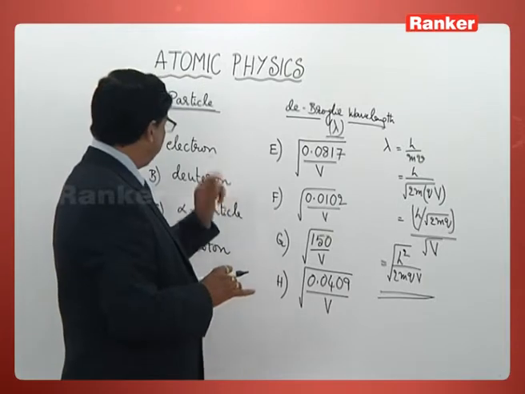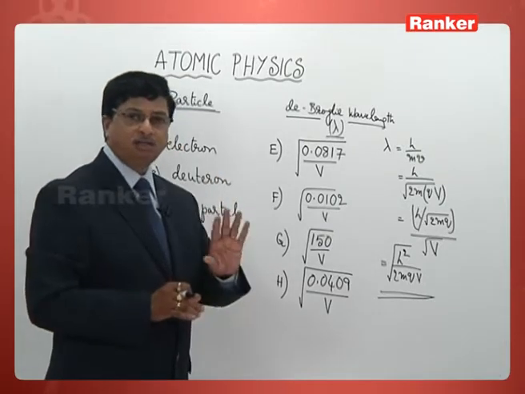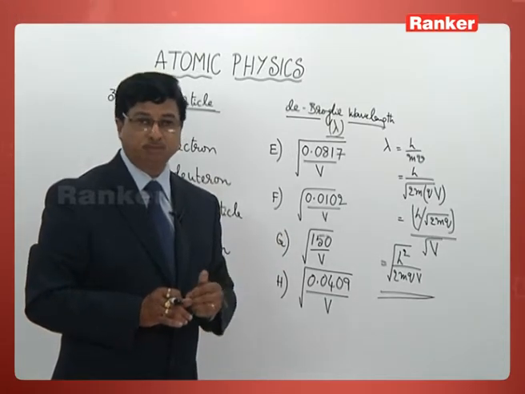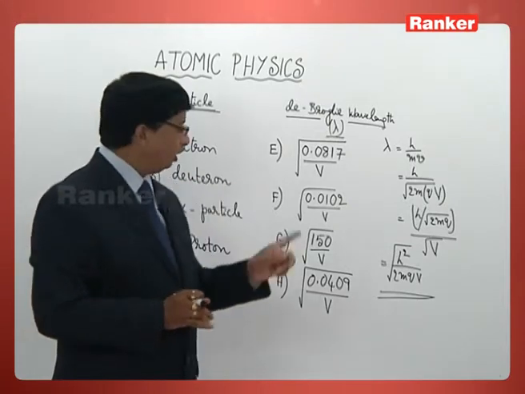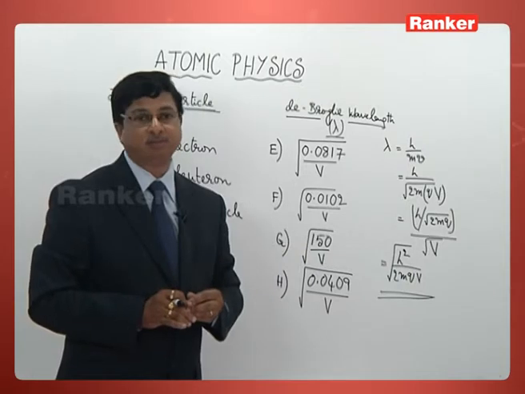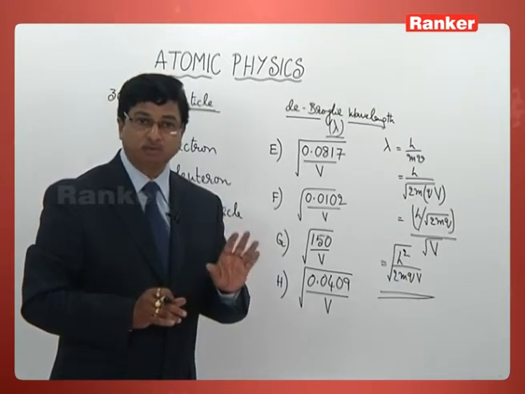We can understand that the charge on an electron, the charge on a deuteron, and the charge on a proton are all one and the same: 1.6 × 10^-19 coulomb. But one more thing you should understand here: an alpha particle has twice the charge of a proton. So 2 × 1.6 is 3.2 × 10^-19 coulomb, we write.